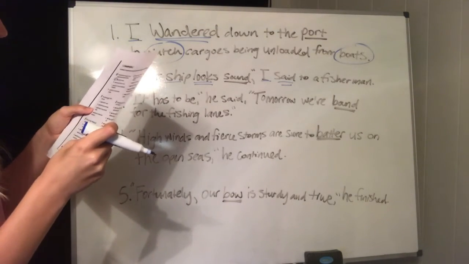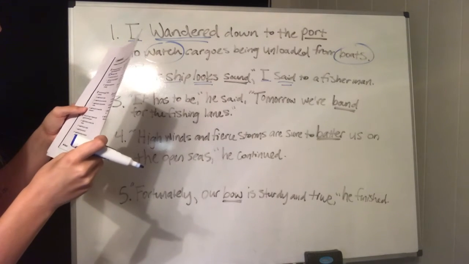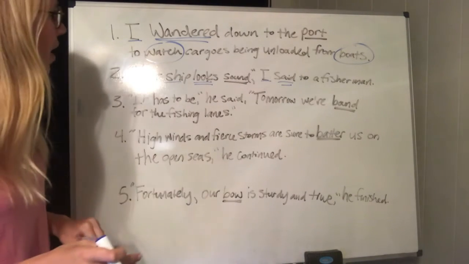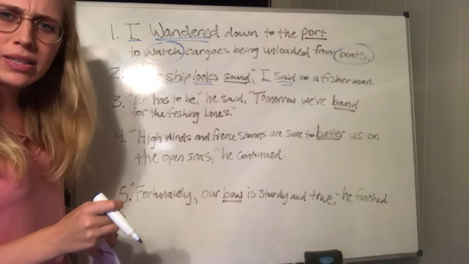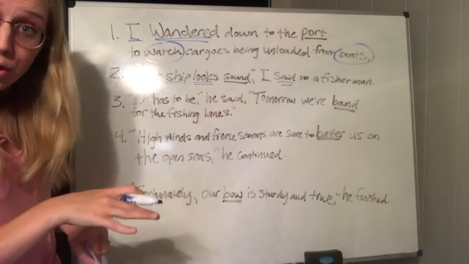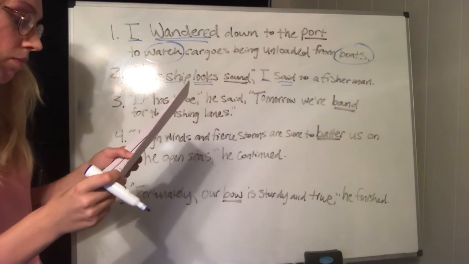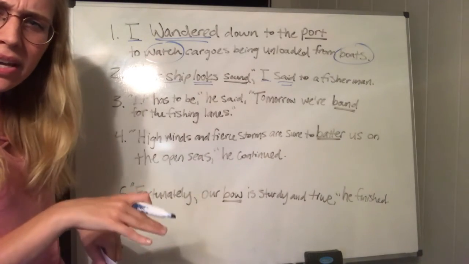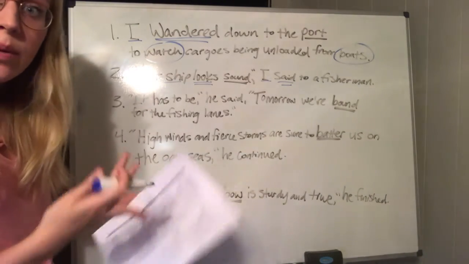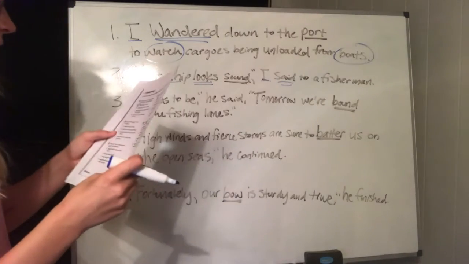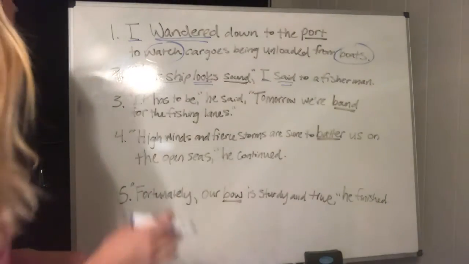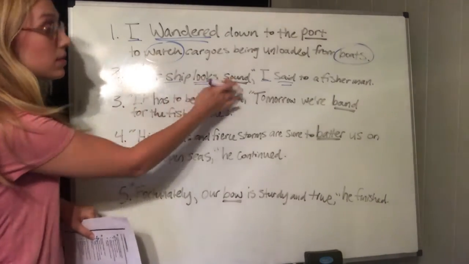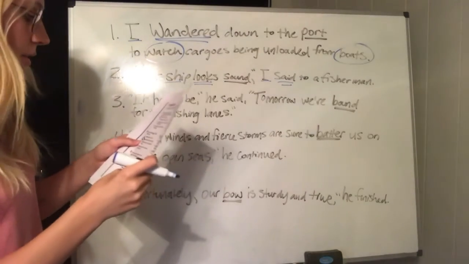B, in good shape. C, a long, wide body of water. Are we talking about the water or are we talking about the ship? We're talking about the ship. So let's mark out C. D, to measure how deep water is. Once again, we're talking about the ship, right? So we can also mark D out of the equation. So that would be B, in good shape. He's saying your ship looks like it's in good shape.